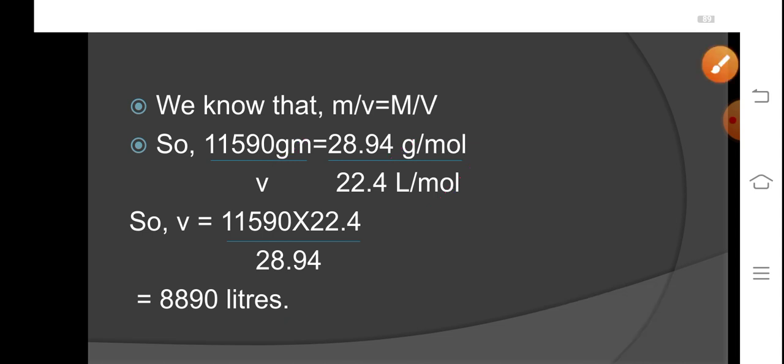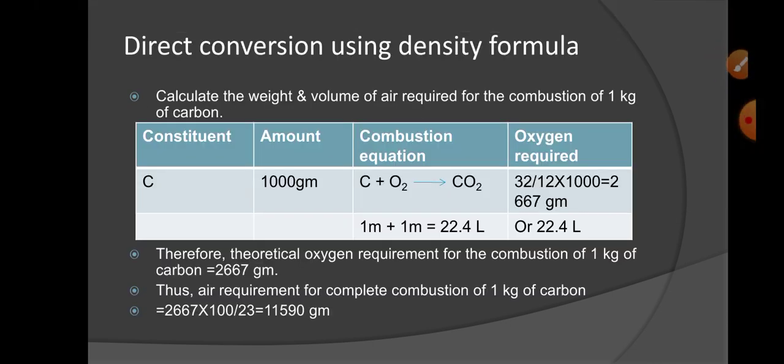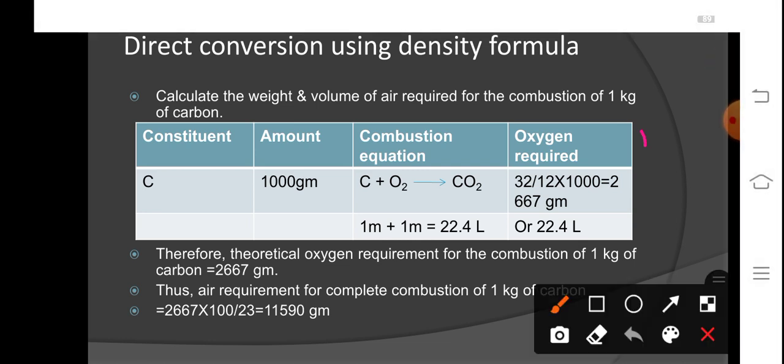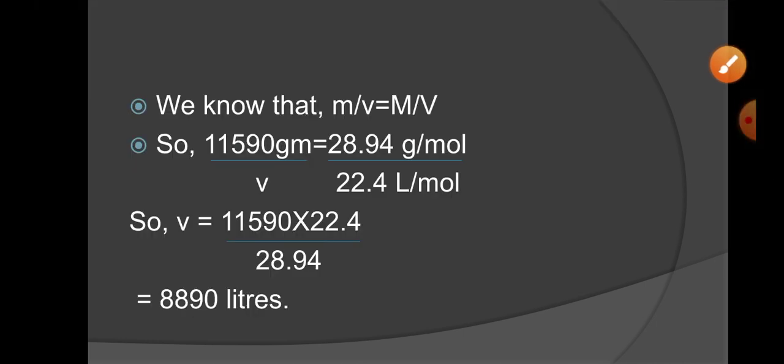So by using the density formula, we can easily calculate the weight and volume of the fuel simultaneously. In this question, we have to calculate the weight and volume. So we first calculated the weight in this way. The weight was found to be 11590, that is small m. By using this formula, we keep the small m value here and we calculate the small v. So we will get the volume of air for the given fuel. So the unit will be liters.